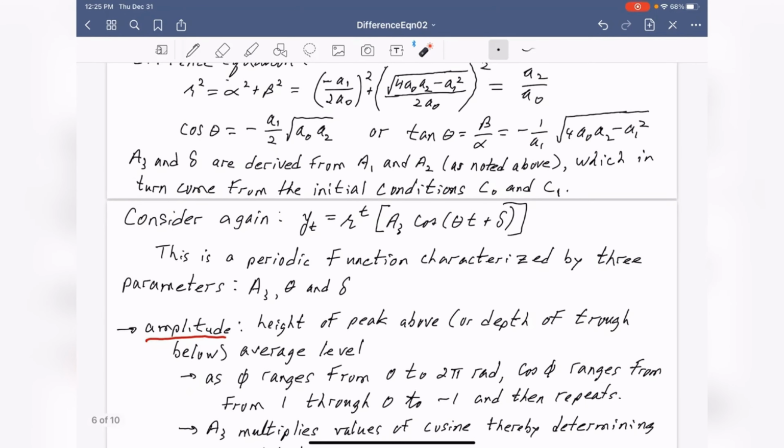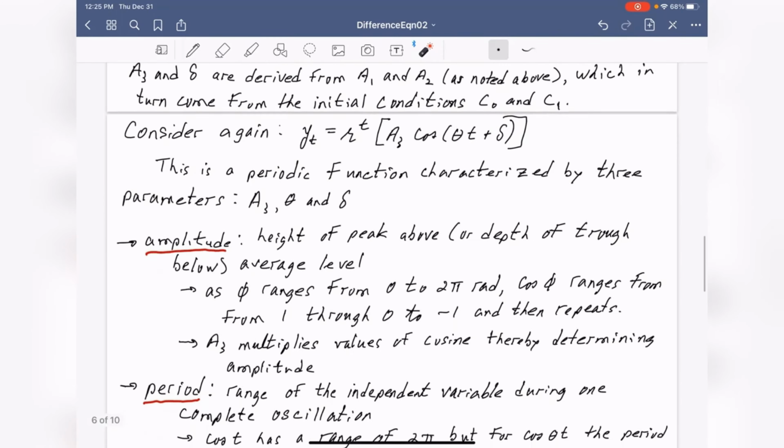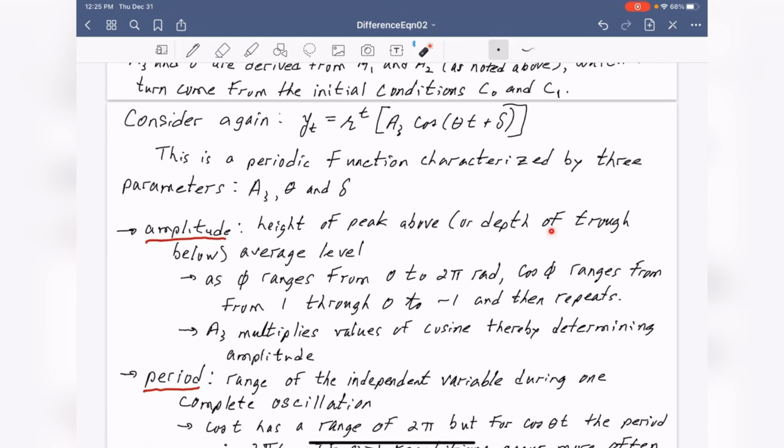Now consider again the solution to y_t, which is equal to r to the power t multiplied by A3 cos(θt plus delta). This is a periodic function characterized by three parameters: A3, θ, and delta. So we can identify the amplitude as the height of the peak above or the depth of the trough below some average level. As phi ranges from 0 to 2π radians, cos phi ranges from 1 through 0 to minus 1 and then repeats. A3 multiplies values of the cosine, thereby determining the amplitude. So it'll raise it from this 1 and minus 1 to higher or lower values.